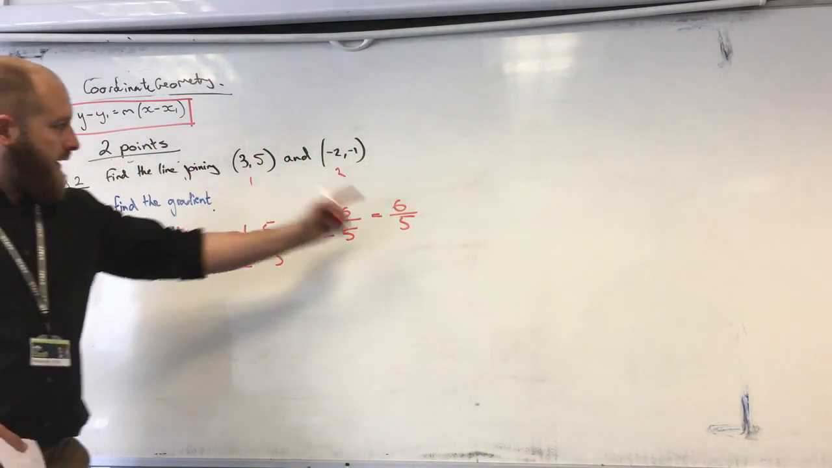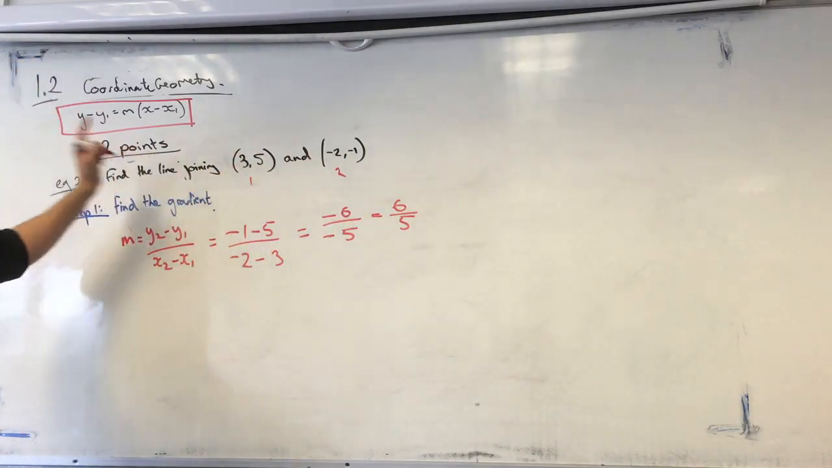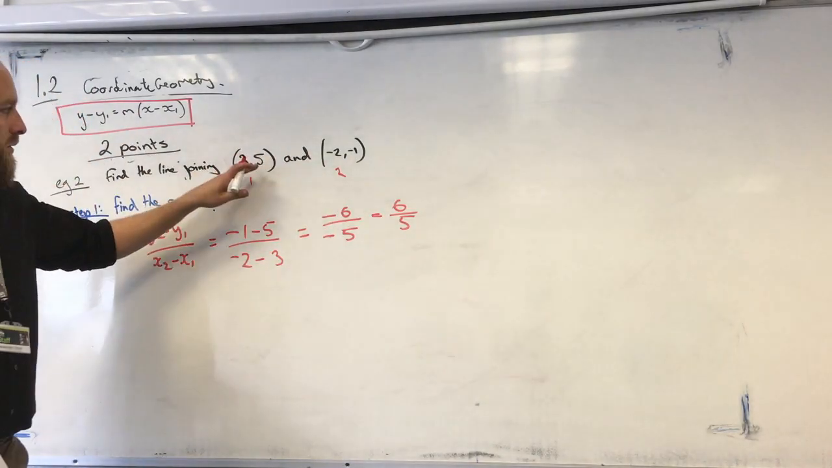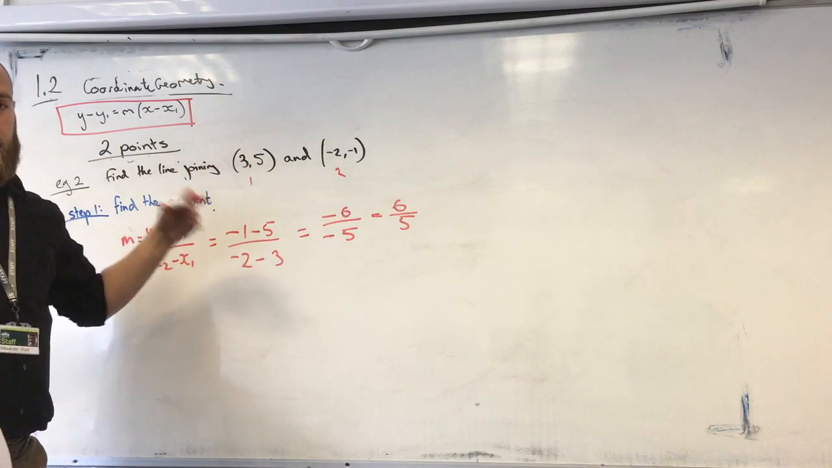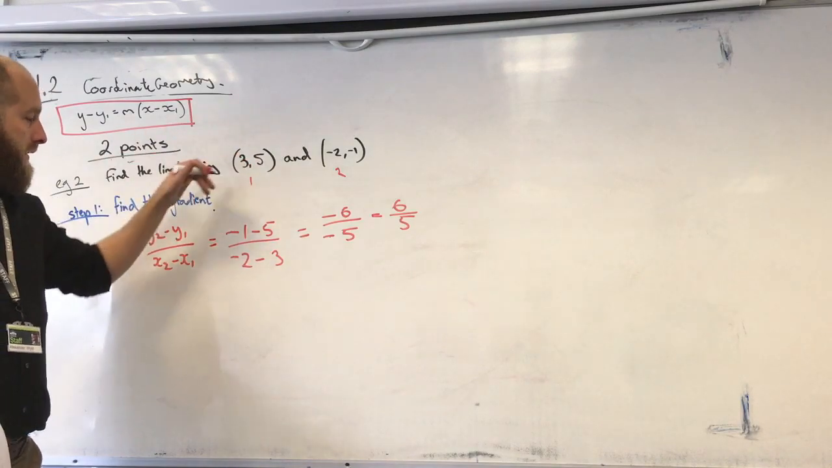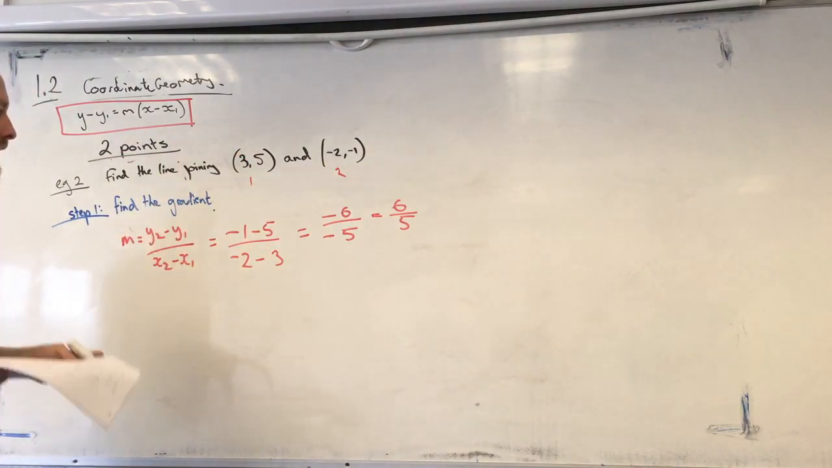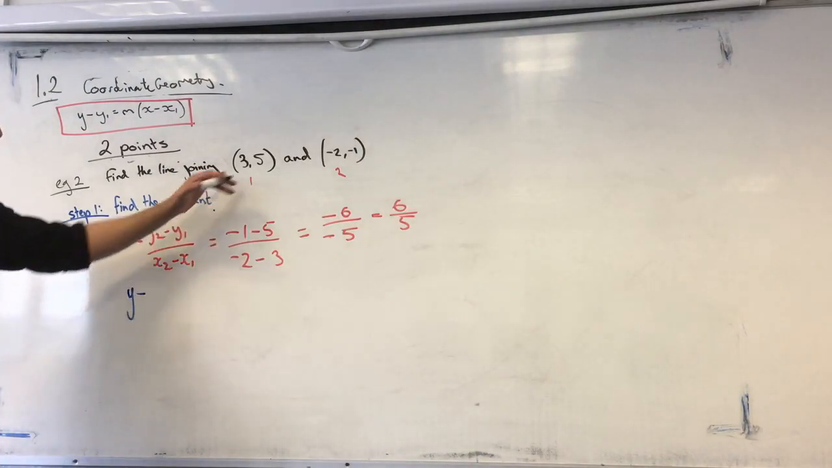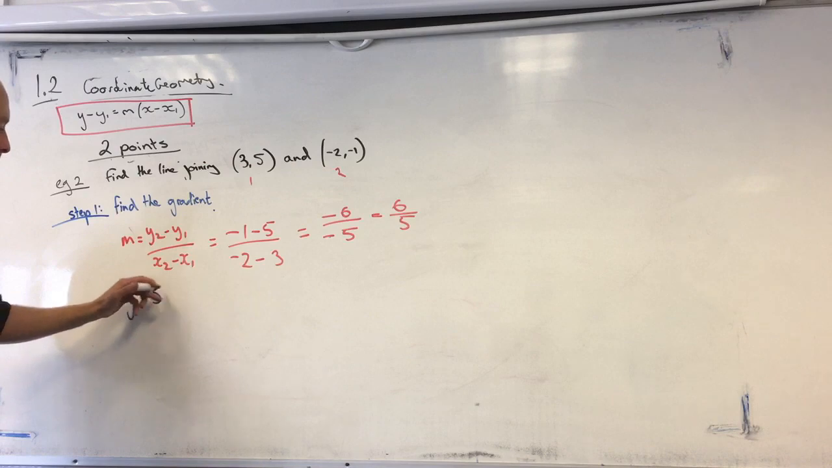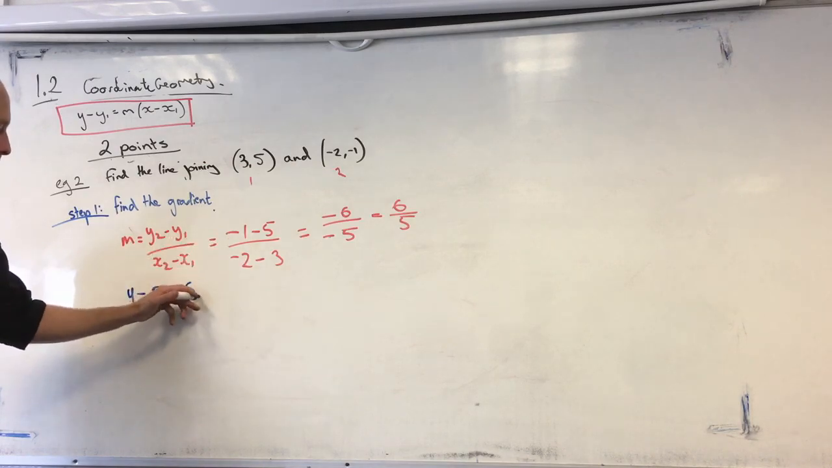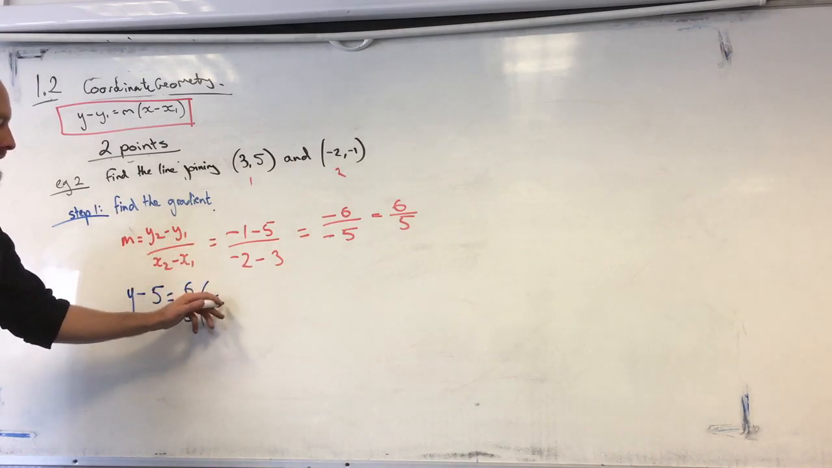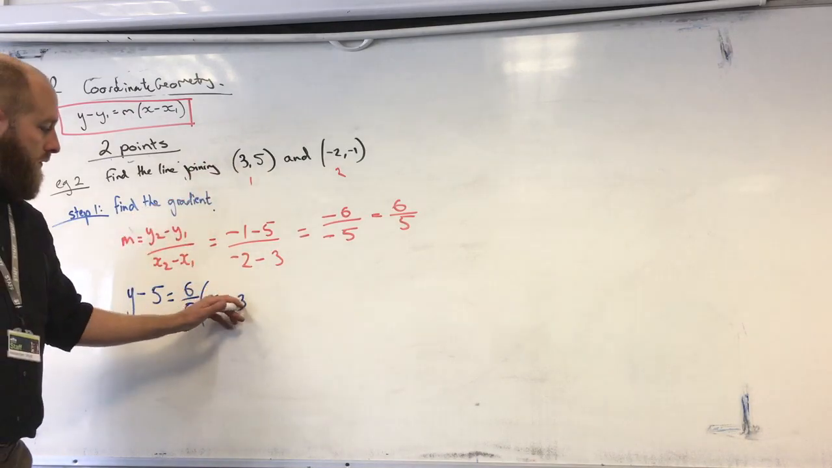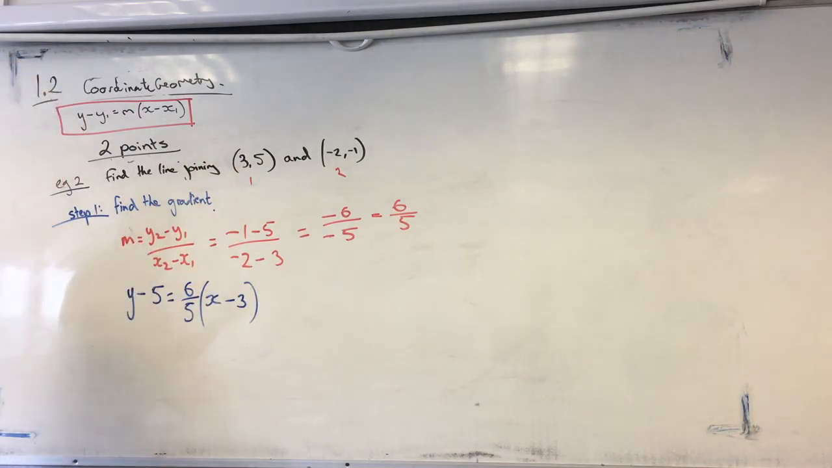Now we can use that gradient with one of these points to find the equation. So I'm going to pick this one because it doesn't have any minuses in it, so it's slightly easier, but either of these will work because they are both on the same line. So, different colour. So y minus y1, which is 5, equals the gradient 6/5 times x minus x1, which is 3. And then just rearrange, expand it, etc, etc.